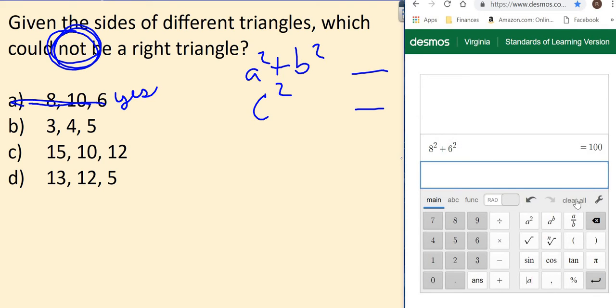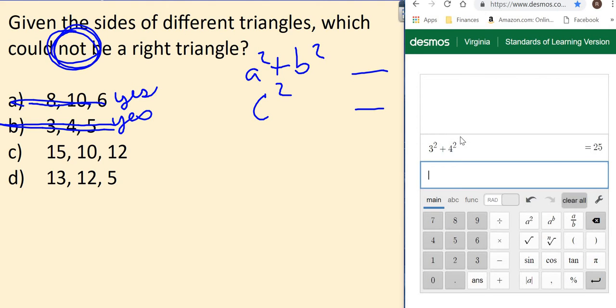Okay, so I'm going to put in the longest as my hypotenuse. So let's do the legs first. Leg squared plus 4 squared is 25. And if I go ahead and put in my hypotenuse squared, that also gives me 25, so yes, this is a right triangle, which means it cannot be my answer. So let's go ahead and try the next one.